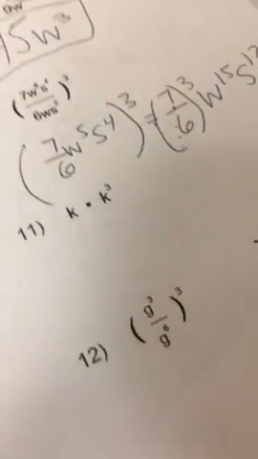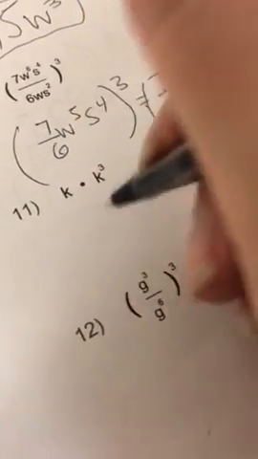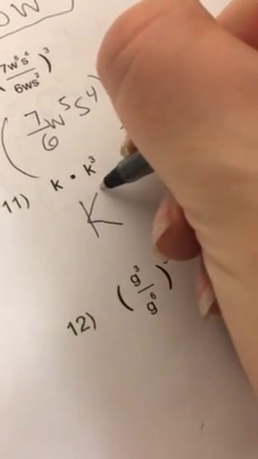into a different fraction. Okay, for this one, I'm just multiplying, so I add my exponents. I get k to the 4th power.